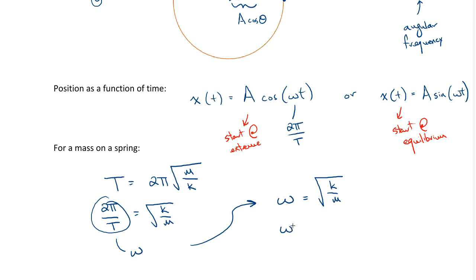And if we square both sides, we get omega squared is equal to k over m, and that's a relationship that we'll find useful going forward between the angular frequency, the spring constant, and the mass for an object oscillating on a spring with simple harmonic motion. So what we've seen in this lesson is that if we think about simple harmonic motion in terms of underlying circular motion, we get powerful tools for describing that motion mathematically.